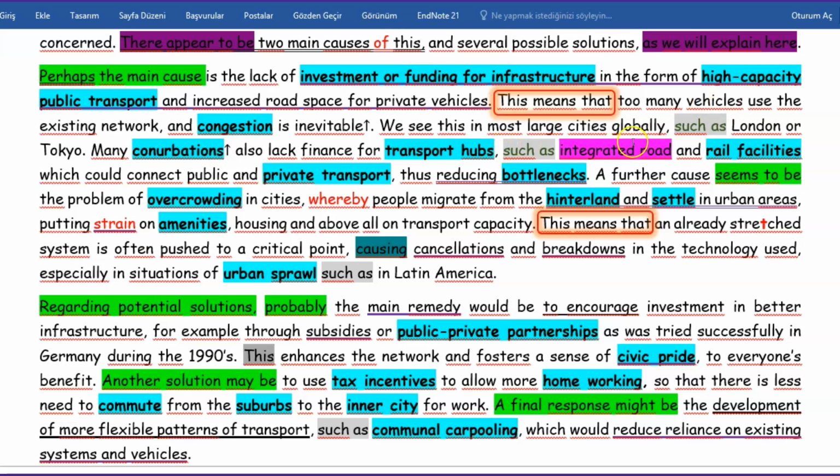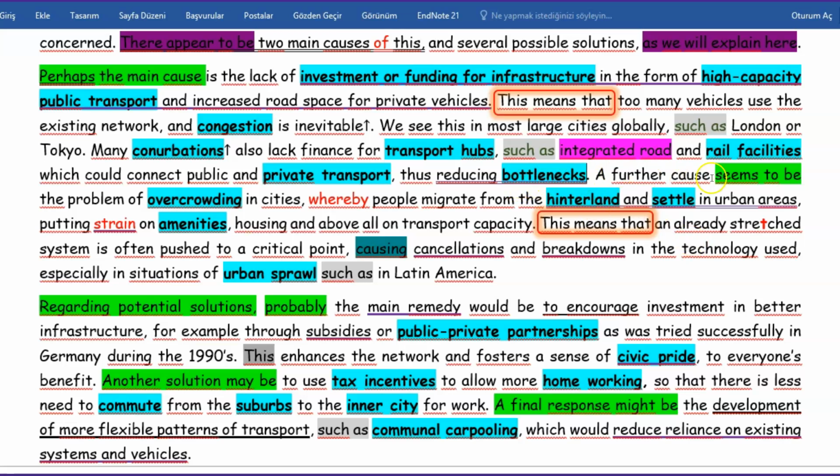Instead of saying "such as," you can say "as," "like," or "ranging from this to this," right? Which could connect public and private transport. Thus, therefore, as a result, reducing what? Bottlenecks, the congestion in the specific places, right?